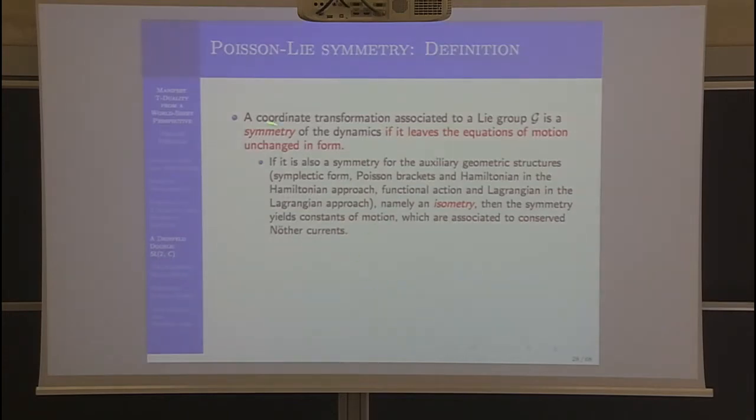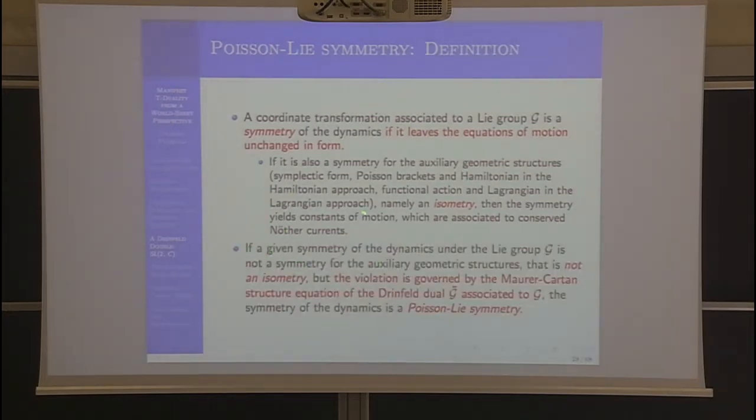In general, we know that a coordinate transformation associated to a group is a symmetry of the dynamics if it leaves the equations of motion unchanged in form. If it is also a symmetry for the auxiliary geometric structure, that is to say, for the symplectic form, Poisson brackets and Hamiltonian in the Hamiltonian approach, or a symmetry of the action in the Lagrangian approach, that is, if it is also an isometry, then the symmetry yields constants of motion, which are associated to conserved Noether currents.